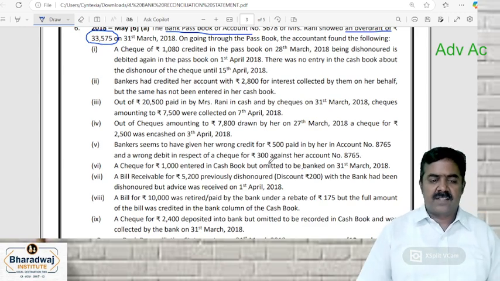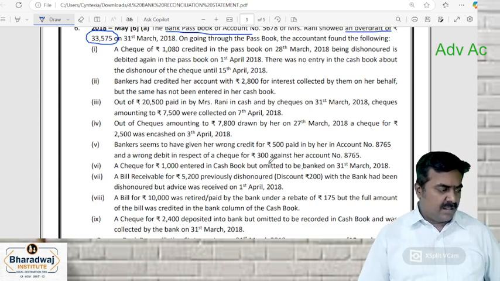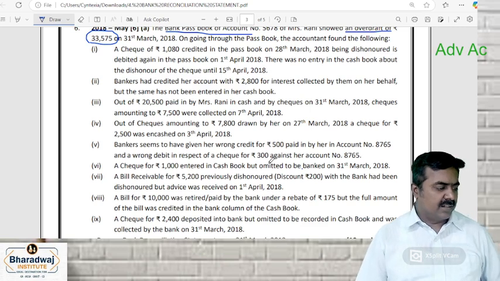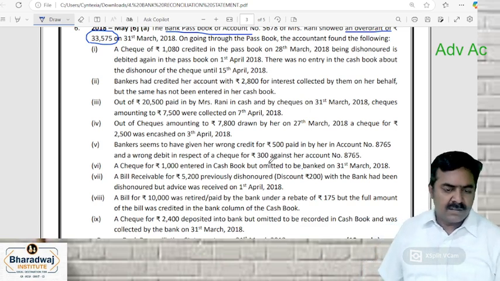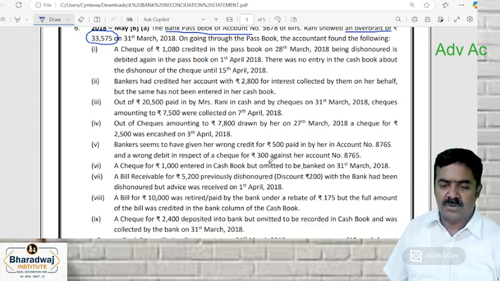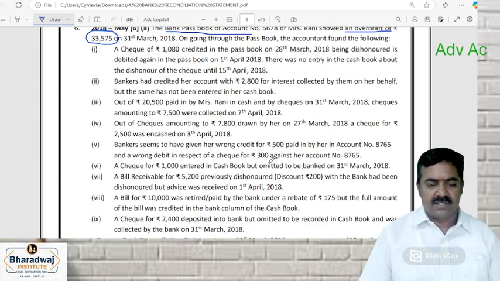Question number 6. A check of 1,080 entered in, credited in the passbook, but what have they said? Dishonored, debited again in the passbook. No entry was made in the cash book about the dishonor of the check.